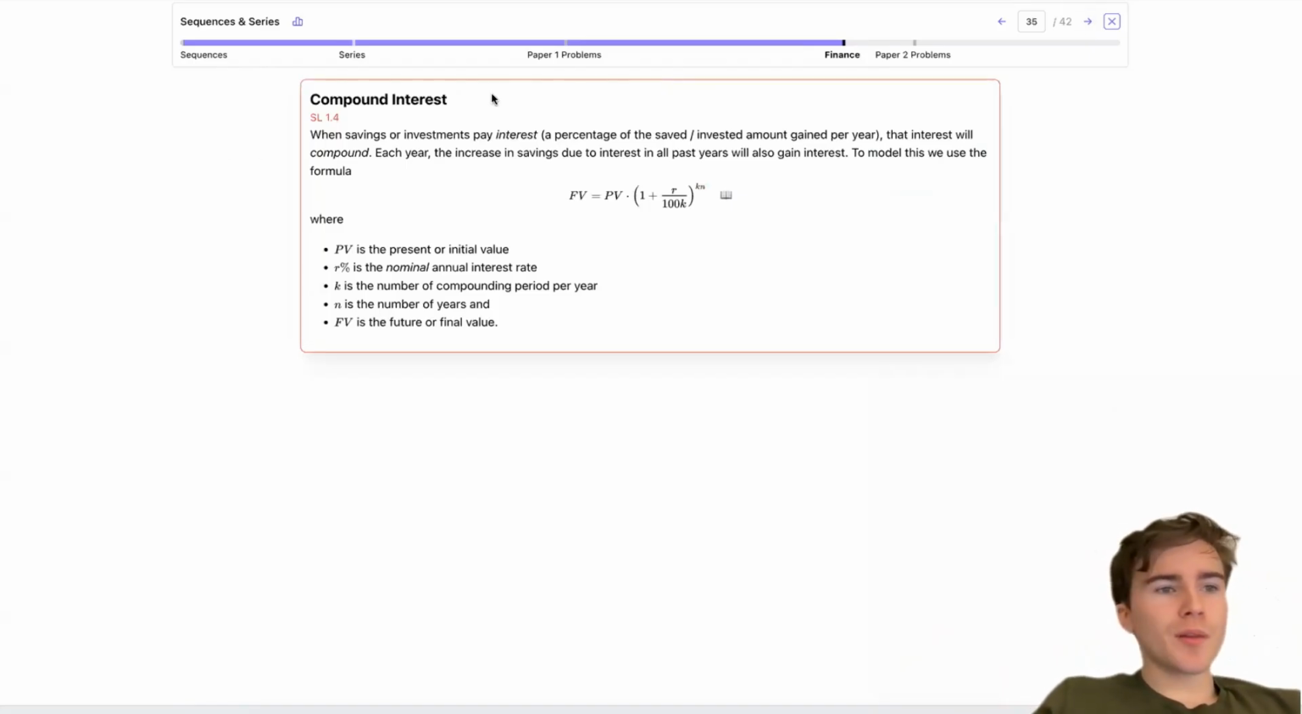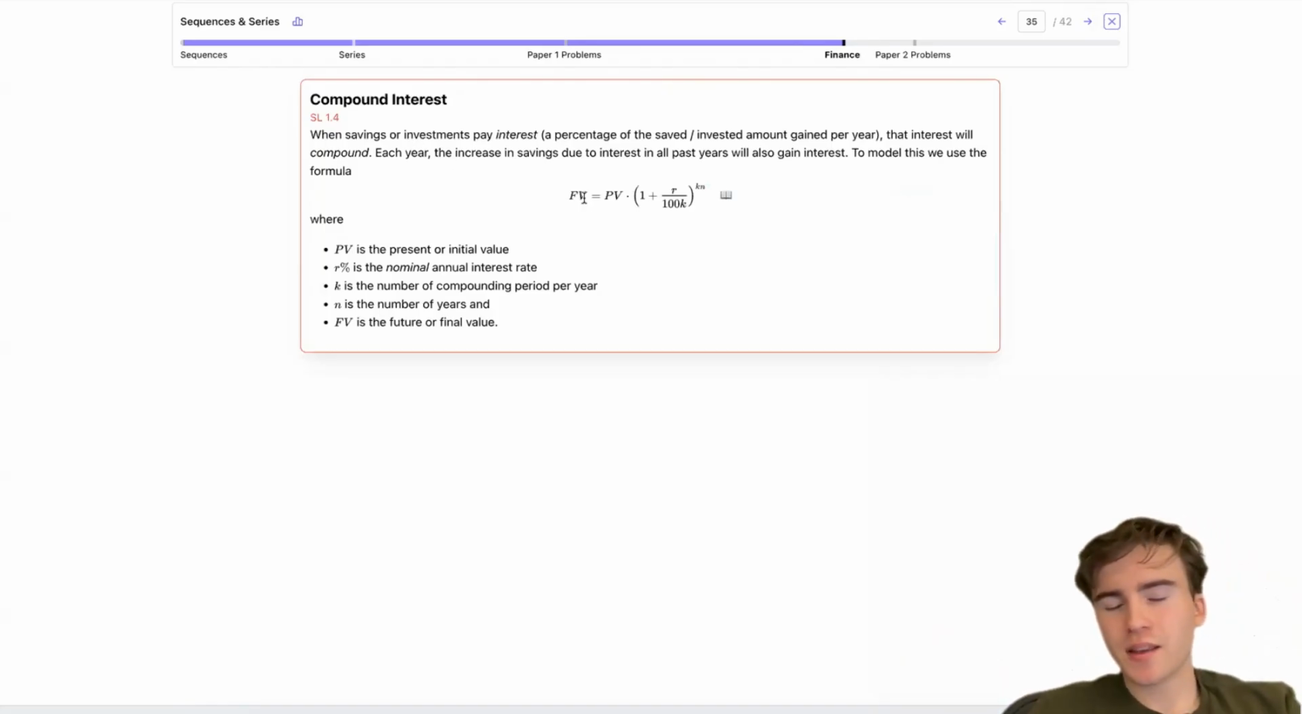All right, that was all the paper 1 problems I wanted to cover. Before we do the paper 2 problems, I want to talk quickly about compound interest.